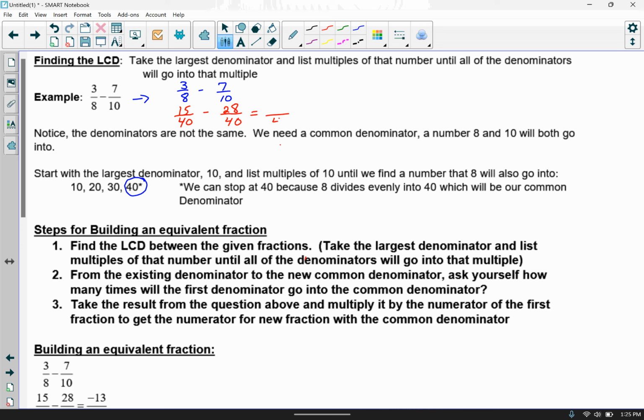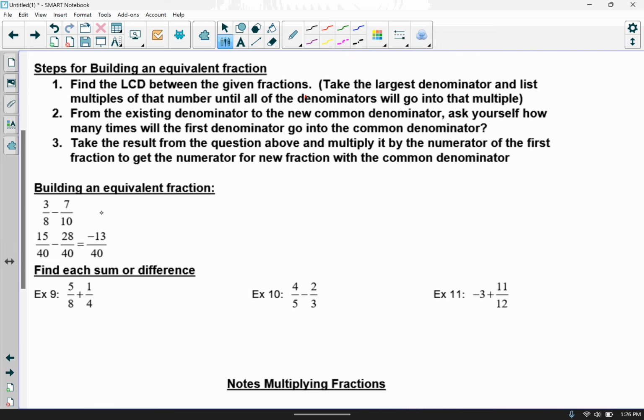You can bring that denominator over and just subtract up top. 15 minus 28 will give you a negative 13. 13 and 40 don't have anything in common, so that is your final answer. It can't be reduced any further, okay? So that's what I was showing down here below in that building of the equivalent fraction.